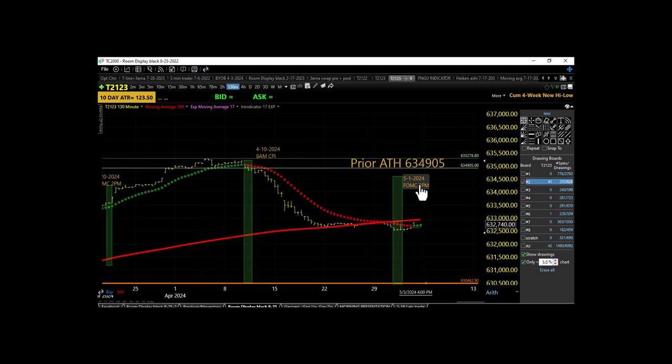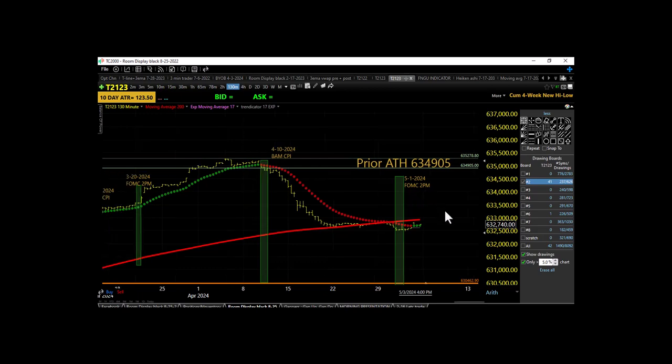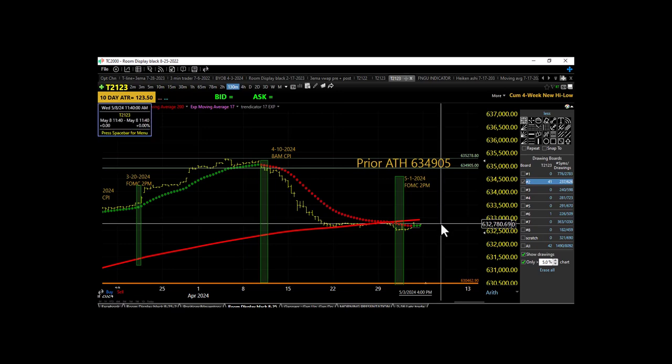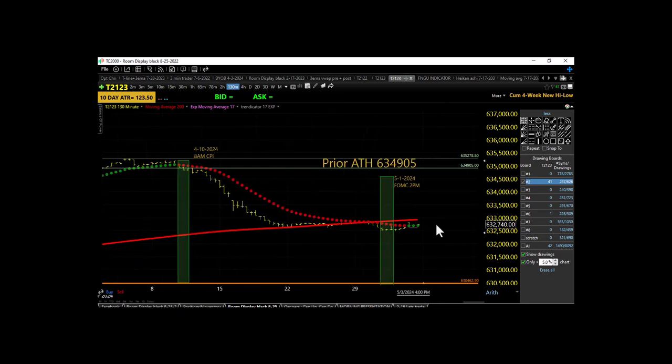And you can see FOMC started on the 1st of May. Usually we get a nice little pop on the FOMC statement. Even though they said they're going to leave rates unchanged, we did not get the pop in the market. So there's T2123. The FOMC statements have lost their luster. I think the market's waiting for that sign of a cut. We're looking for rate cuts now.